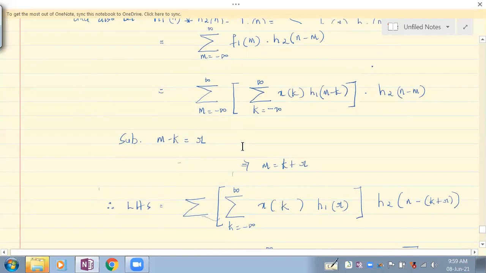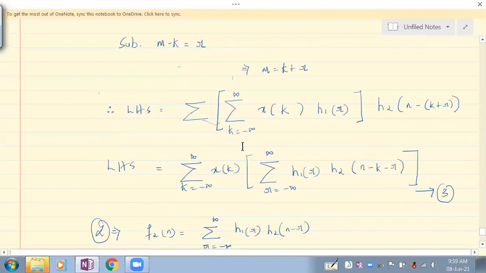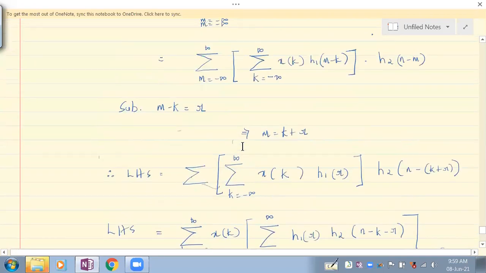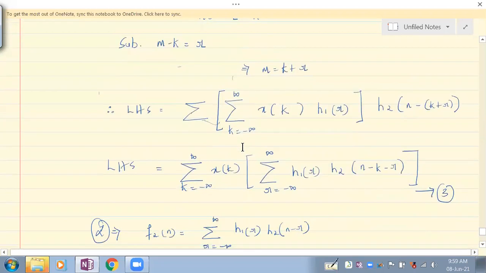There is nothing much from signals and systems points of view, just rearranging the terms so that we can prove LHS is equal to RHS. Understand that? So it's just that. Let's not bother much.